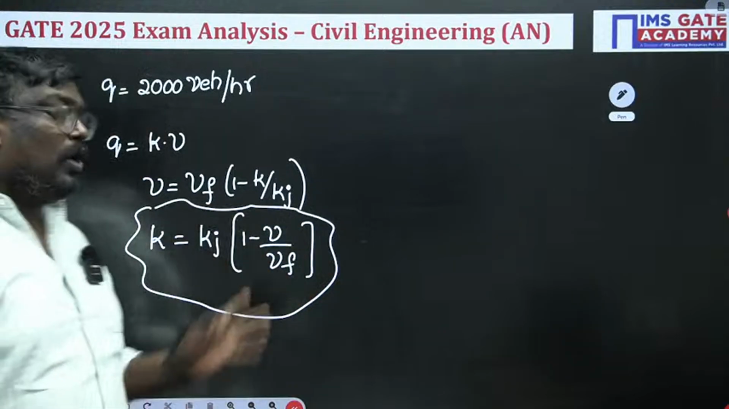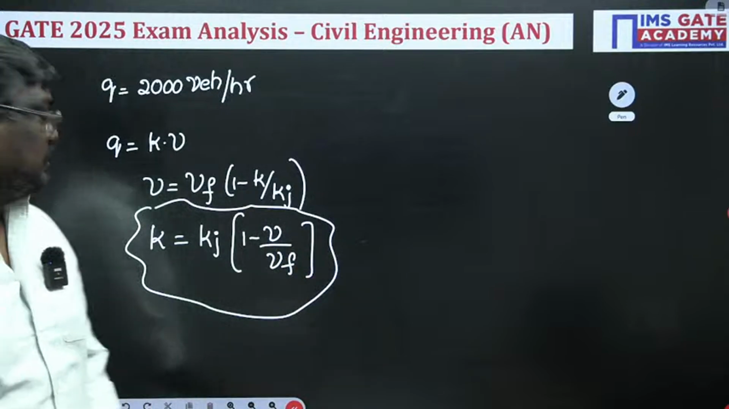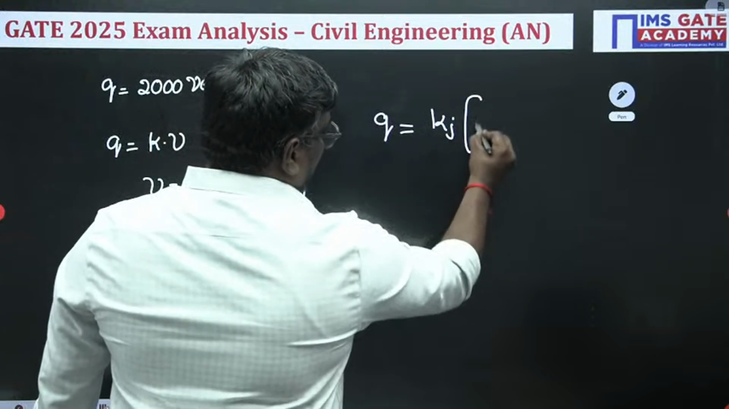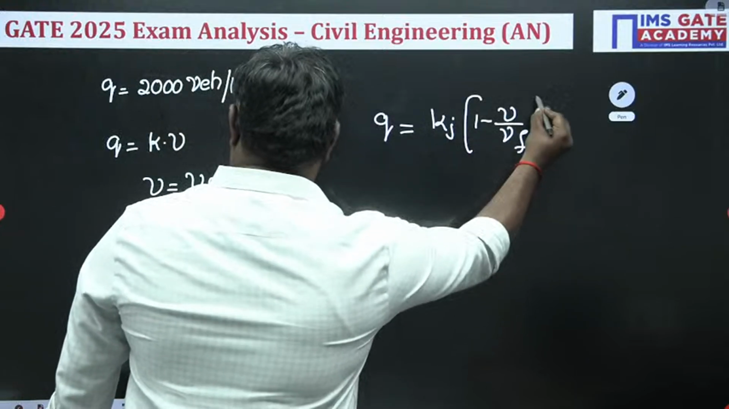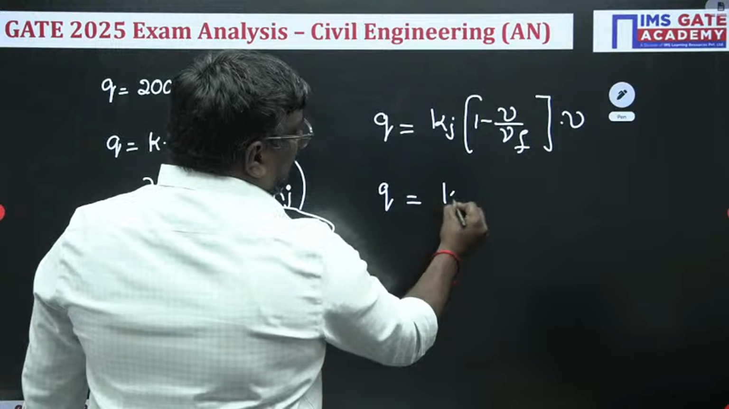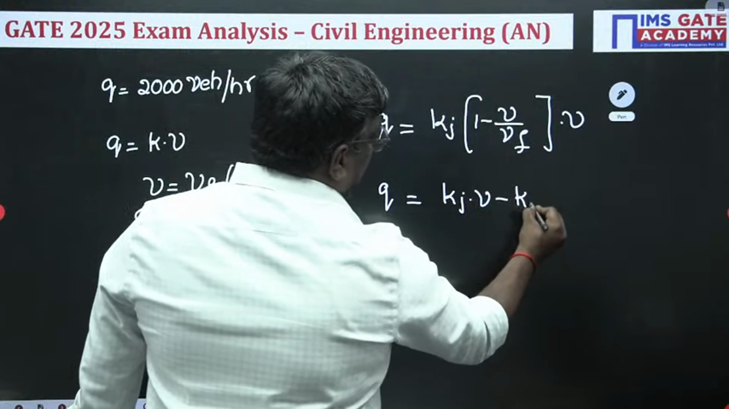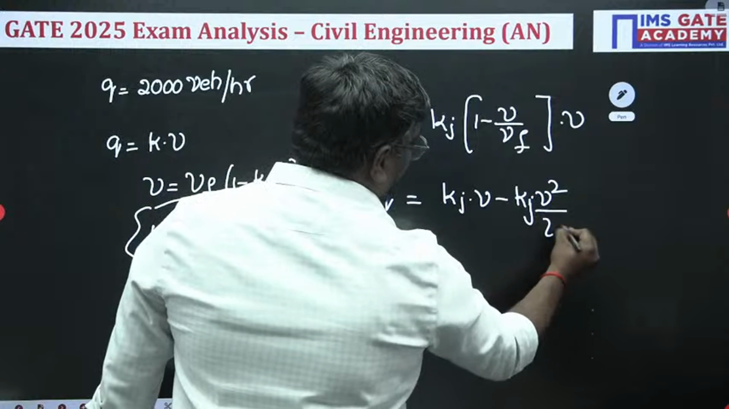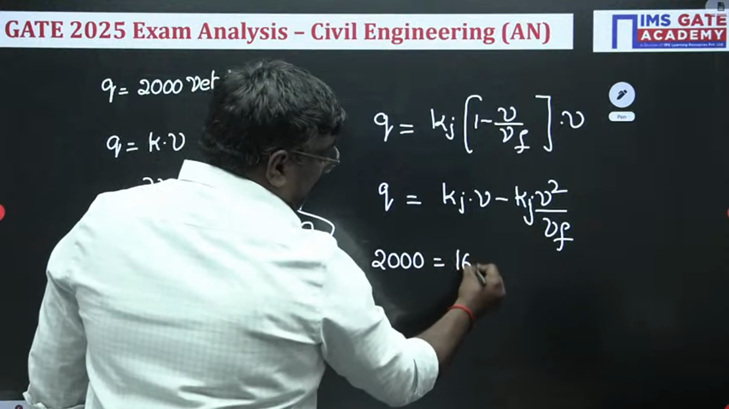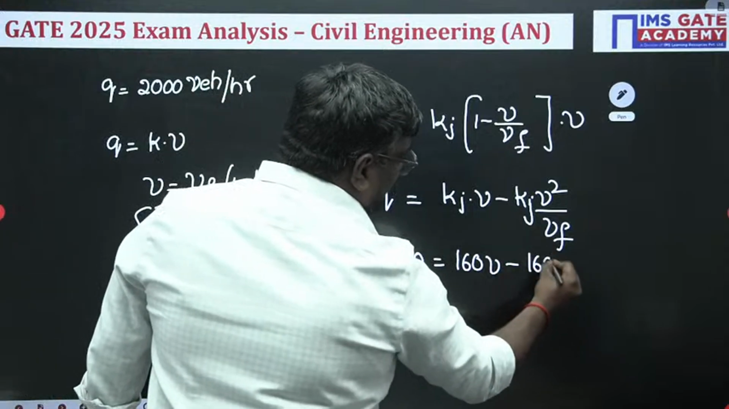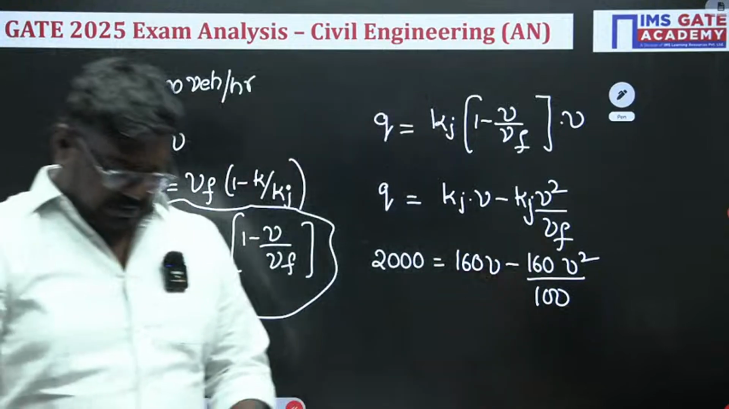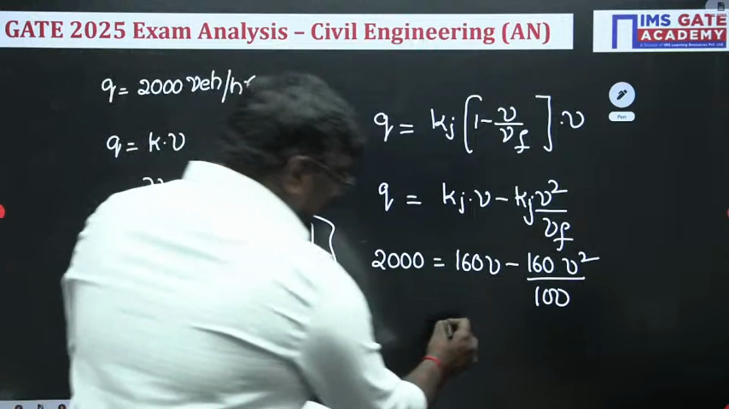Because we want the velocities, we have to convert everything to velocities. So Q is equal to kj into 1 minus V by Vf, into V. This equation can be written as Q is equal to kj V minus kj V square upon Vf. Here this will be equal to 2000, kj is 160, Vf is 100. Now if you solve this, it will form a quadratic equation. After forming the quadratic equation, just check it.